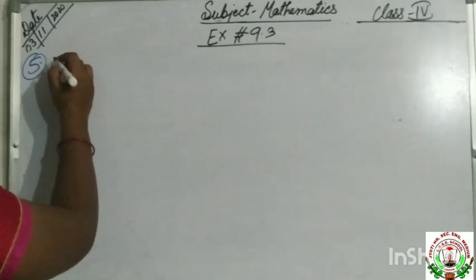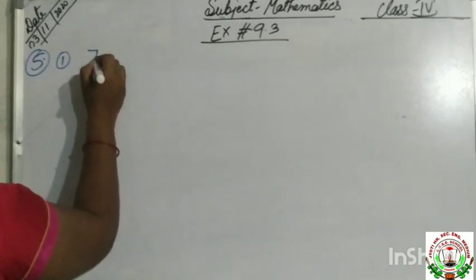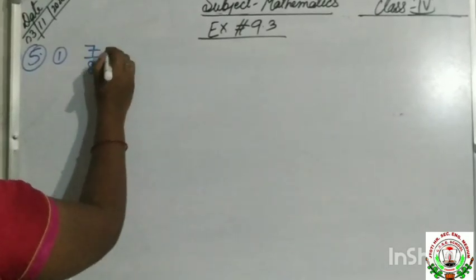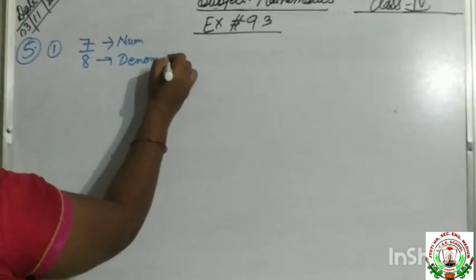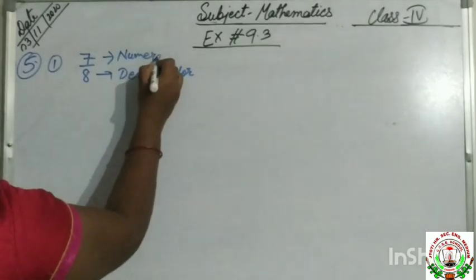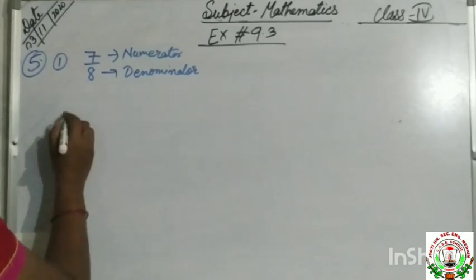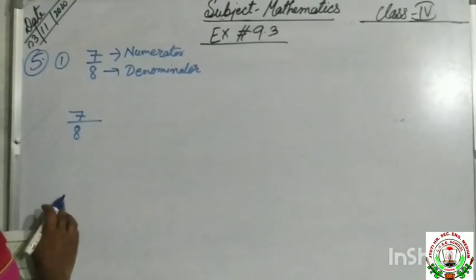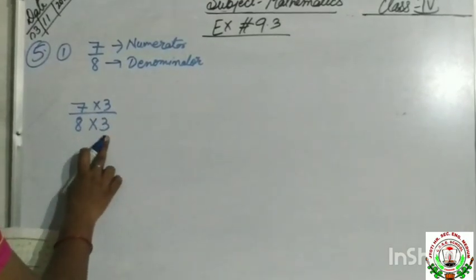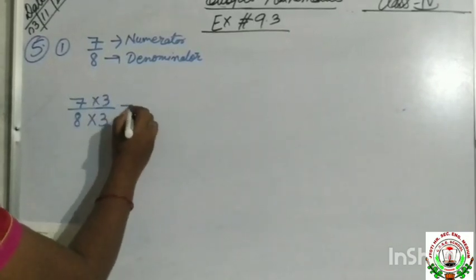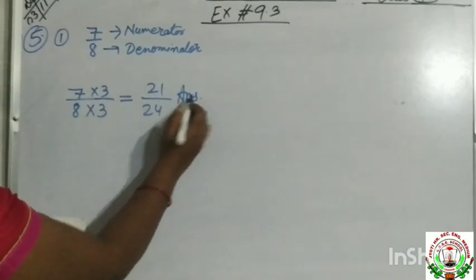In question number 5, change the following fractions into equivalent fractions with denominator 24. 7 by 8 is given. This is the numerator and this is the denominator. We have to convert this denominator into 24. Here 8 is given. When we multiply the denominator by any number, we multiply the same number in the numerator. So 8 threes are 24 and 7 threes are 21. So 21 by 24 is the answer.